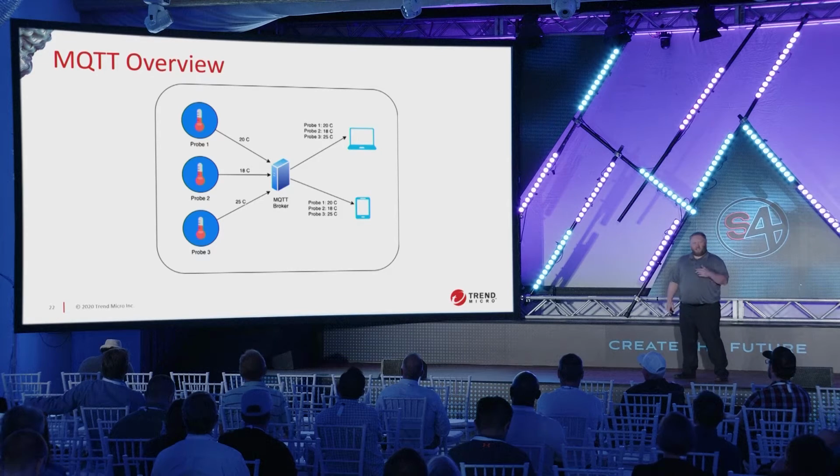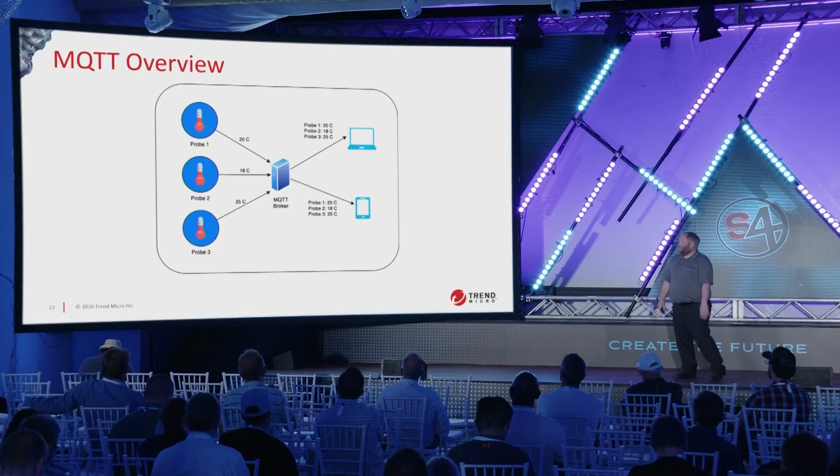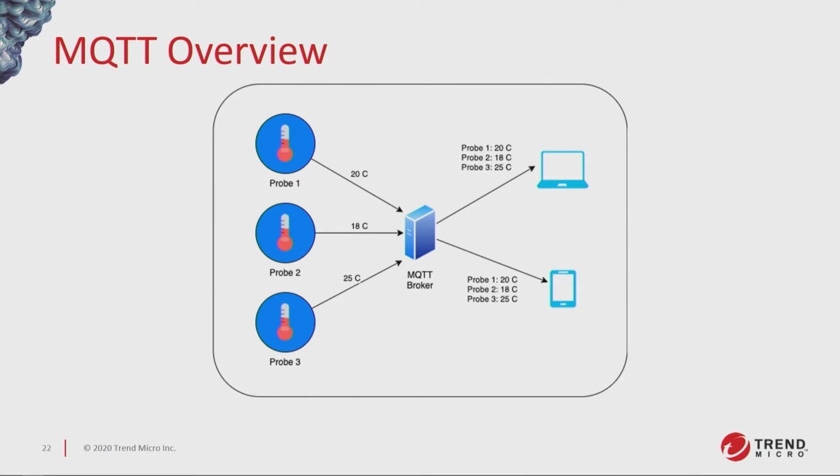We did another similar type of attack on MQTT. MQTT, if you're not aware, is a publish-subscribe method. So the probes would sit there and publish out to channel 1 on the MQTT broker, and then the computers over there on the right-hand side would subscribe to that channel 1, and they would then get that probe data.